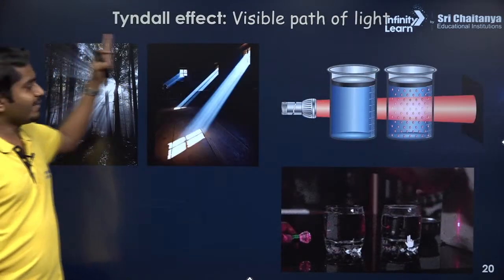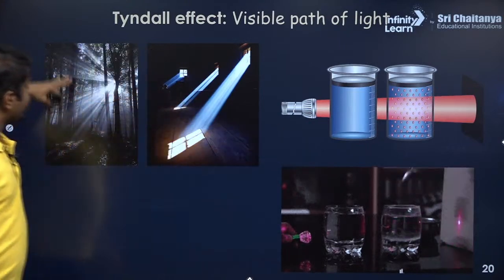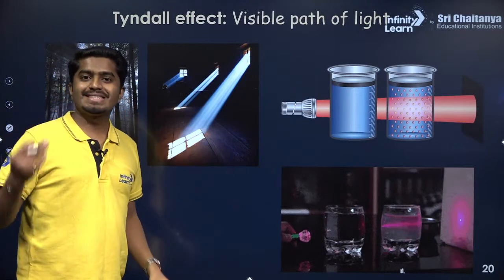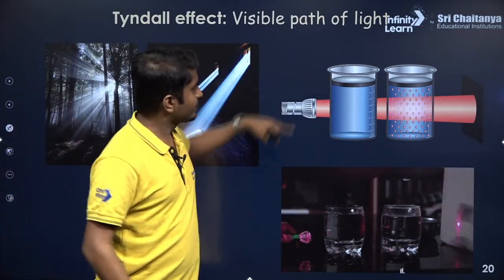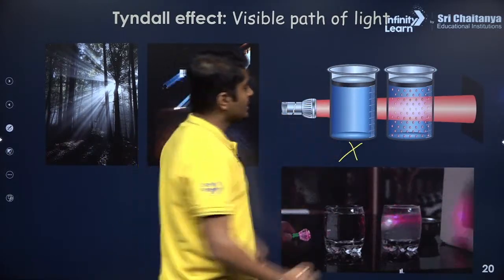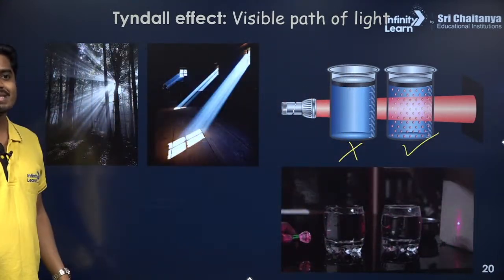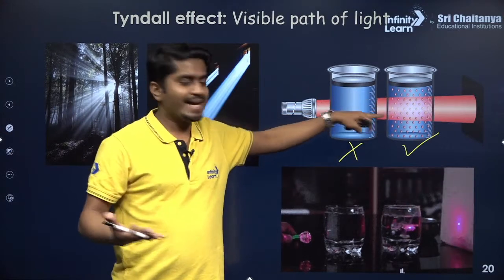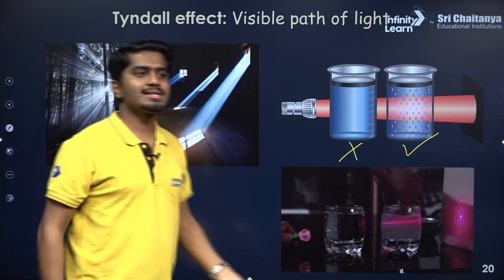Now the Tyndall effect. What happens in the Tyndall effect? There is light passing through a certain medium, and you will see the path of the light. If it is a clear solution, the light path is not visible. If it is a colloidal solution, the path of the light is visible. That is called the Tyndall effect. You observe the path of the light when the light passes through the colloidal solution, that is called the Tyndall effect.